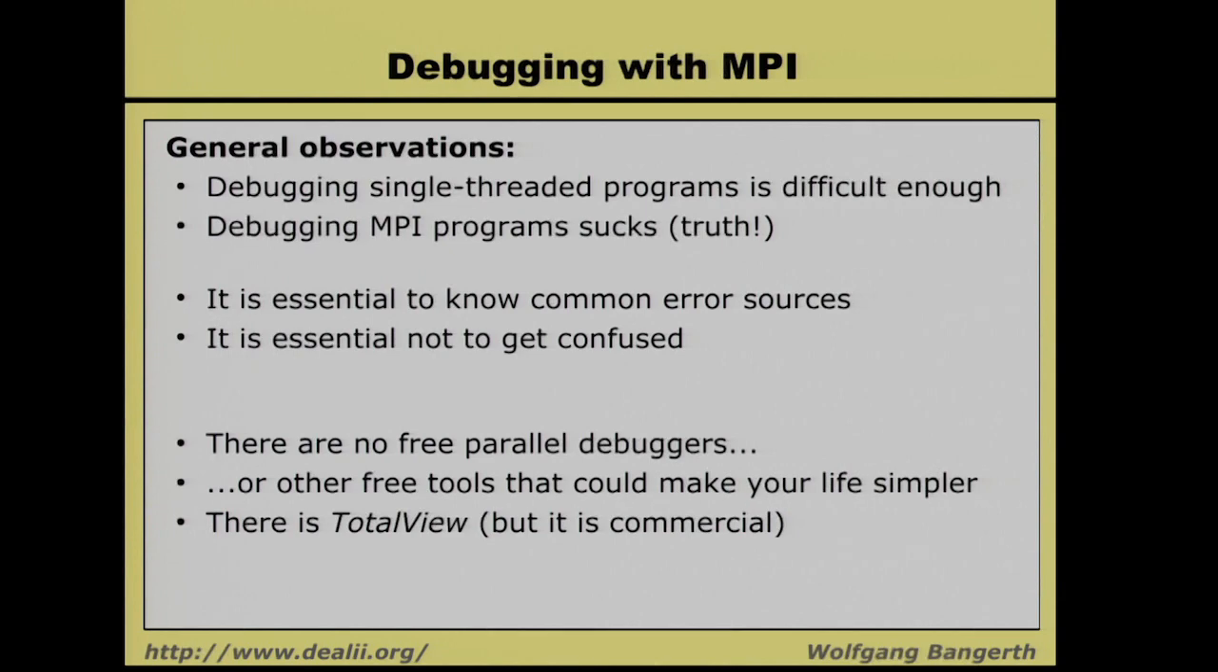If you have this in parallel with MPI, it turns out that debugging MPI programs is something that I can only say sucks. There's really no other way to put it. The primary reason for this is that there are no free parallel debuggers. There are no tools like the Eclipse debugger, for example, that help you with this.